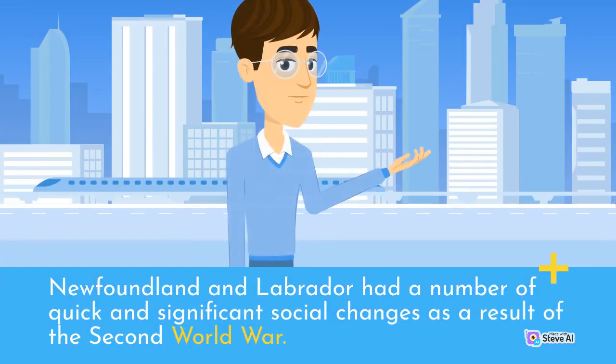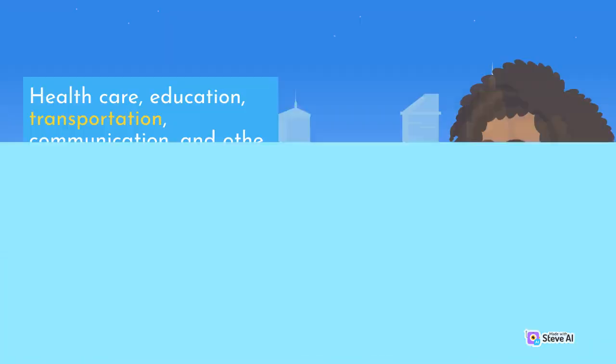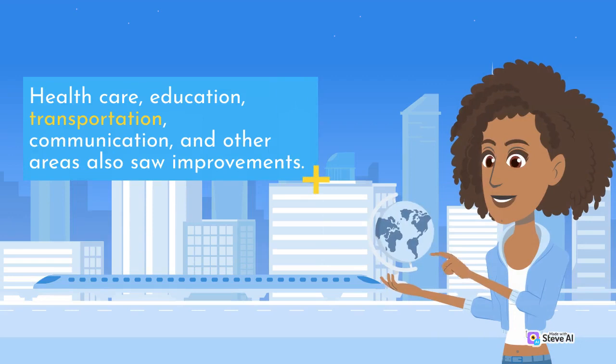Newfoundland and Labrador had a number of quick and significant social changes as a result of the Second World War. The Commission of Government received an unanticipated amount of revenue through the creation of foreign bases, which it used to create social services. Healthcare, education, transportation, communication, and other areas also saw improvements.